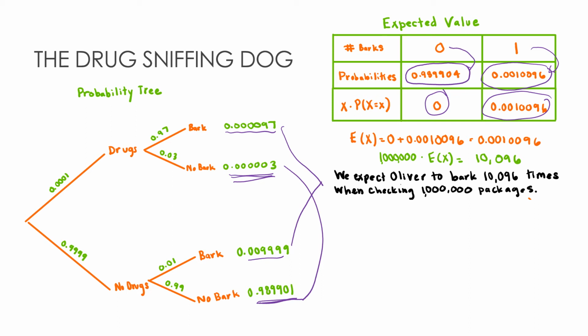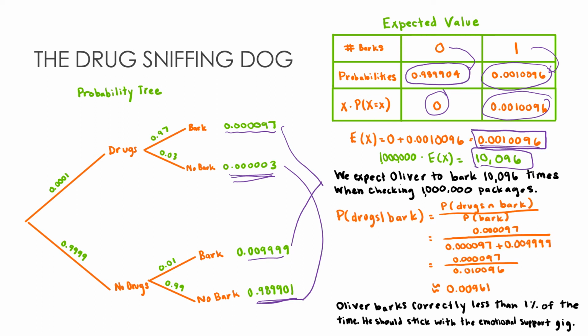0.00100096. Now the question originally said out of 1 million packages, so notice I'm just going to take the expected number of times that Oliver barks for one package and multiply it by 1 million, because what I found here is the expected number of times per one package. So in 1 million packages, he's going to bark 10,096 times. And now I'm going to find the probability of drugs given that he barks.